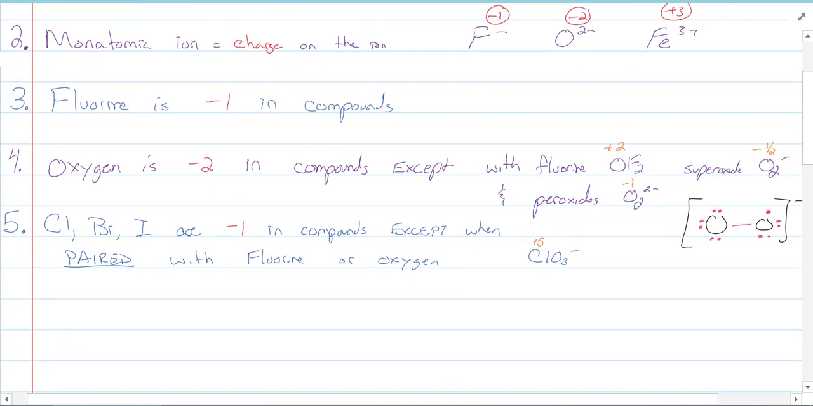There are times though when chlorine, if there are other elements there, even H doesn't count. H is going to be +1. We're going to talk about that right now. So if there are other elements like carbon or something else, then it changes. It's kind of like a pecking order.